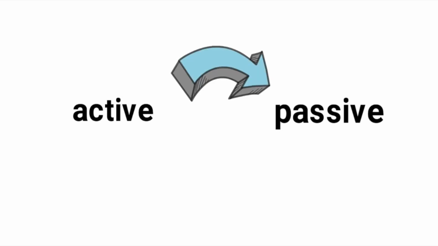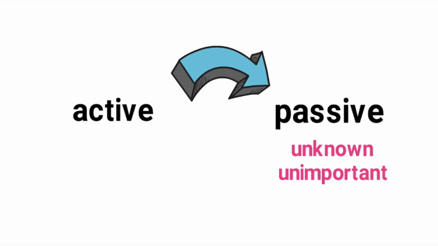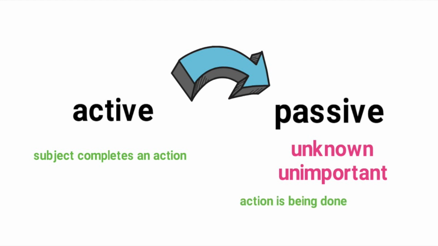Okay, to study the passive this week, we're going to compare active sentences with passive sentences to say the same thing. So you'll see how to say it in the active and then how to change it to say it in the passive. Remember, we use the passive when we don't know who is doing an action or it's unimportant. So in an active sentence, the subject completes an action, but in a passive, the action is being done to the subject.